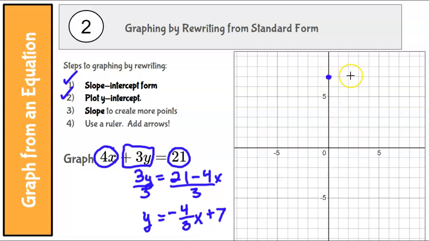So I'm going to run 3 and rise, but this time I'm going to sink because it's negative. So I'm going to run 3, sink 4. 1, 2, 3, 4. So that's that slope triangle of 3, 4. Running 3, rising or sinking if it's negative 4. And you can do that a couple of times, 1, 2, 3, 1, 2, 3, 4, to get another point. And then you'll graph the line going all the way through and putting arrows on the ends. Let's look at one more example.